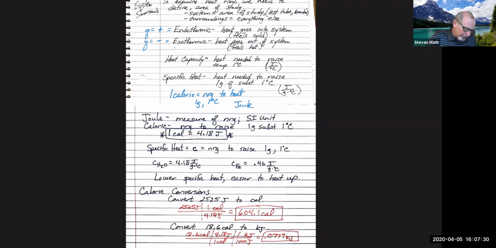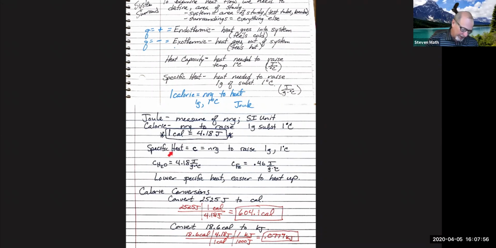And a joule is simply a measure of energy. That's the SI unit. Calories, I just explained that. What's our conversion? 1 calorie is 4.18 joules. Now I've got to preface, these calories we're talking about, they're not food calories. They're not potato chip calories. Those calories are kilocalories, okay?